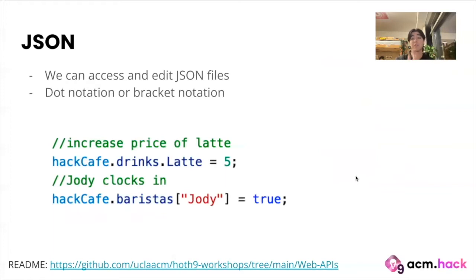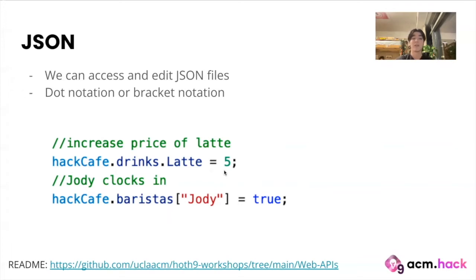A nice thing about JSON files is that we can easily access and edit them. There's a couple ways we can do this, including using dot notation and bracket notation. Just a quick example right here. We have our JSON hack cafe, and then we want to go to drinks, latte, and then update the price of a latte to 5.